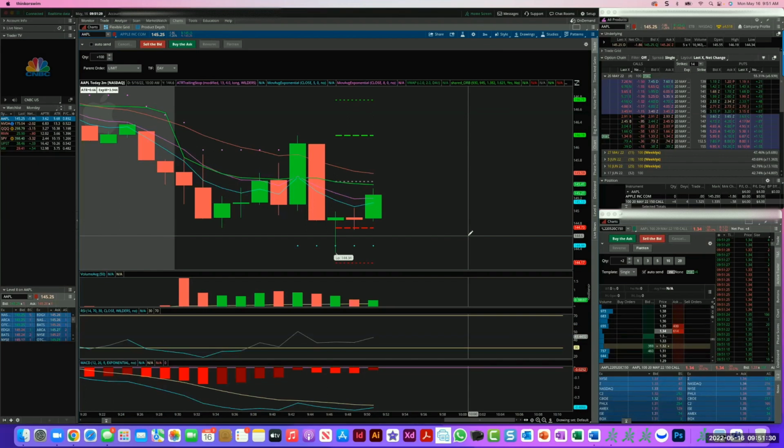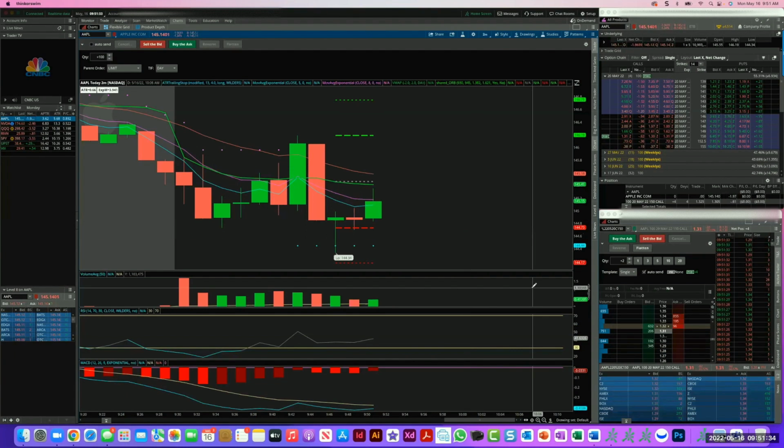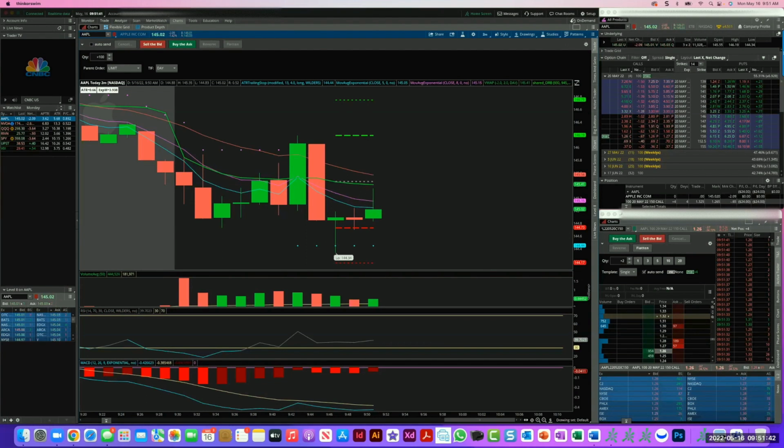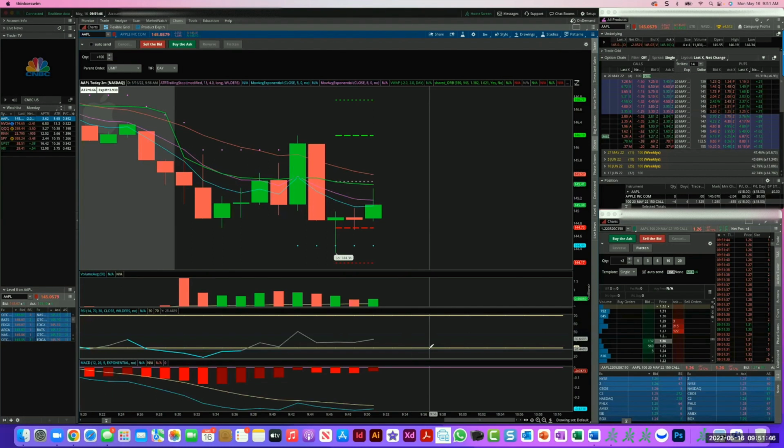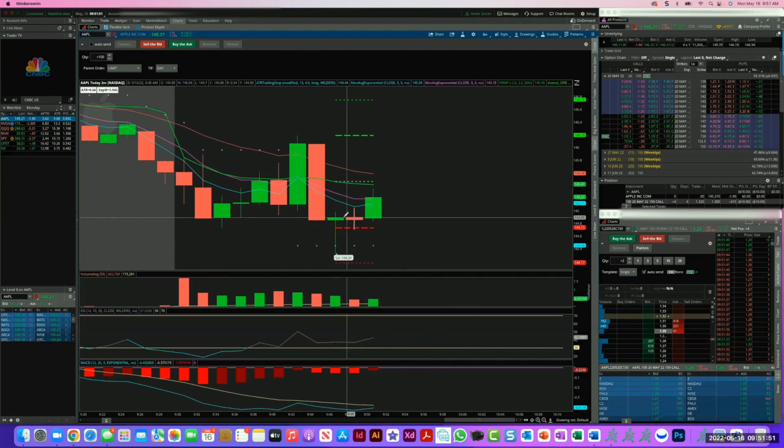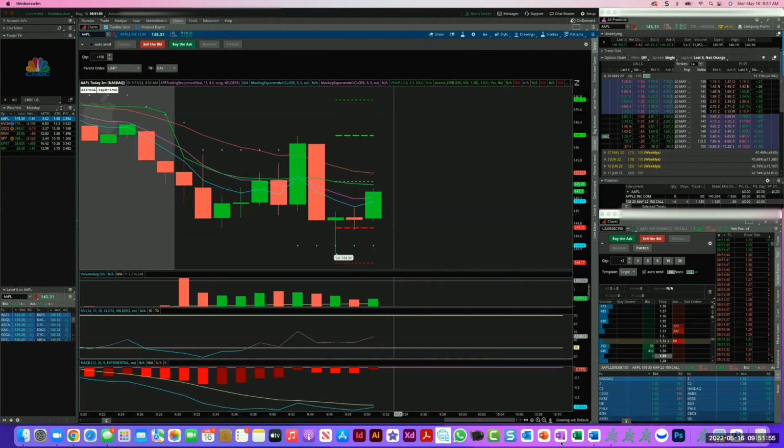Now, if we get the move that I'm anticipating, I've got Apple going to about 147 before it has any real trouble, maybe even 150. And I may add to my position here. So this again signals reversal after this move to the downside.